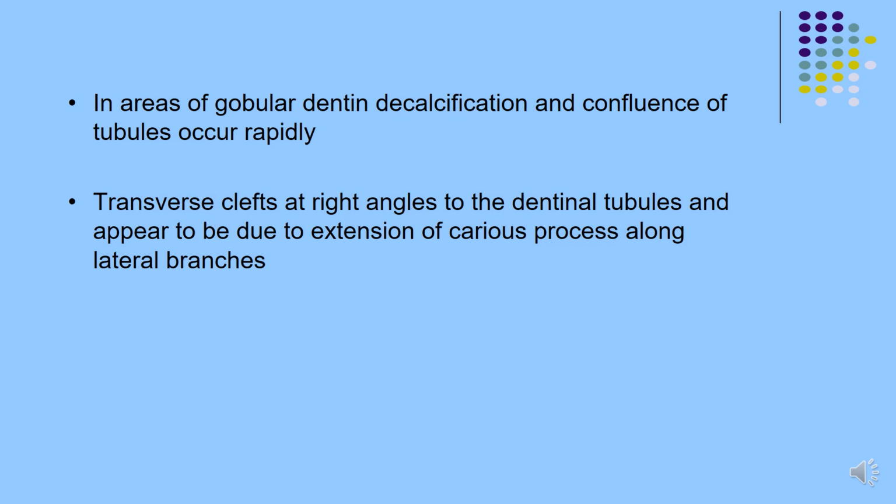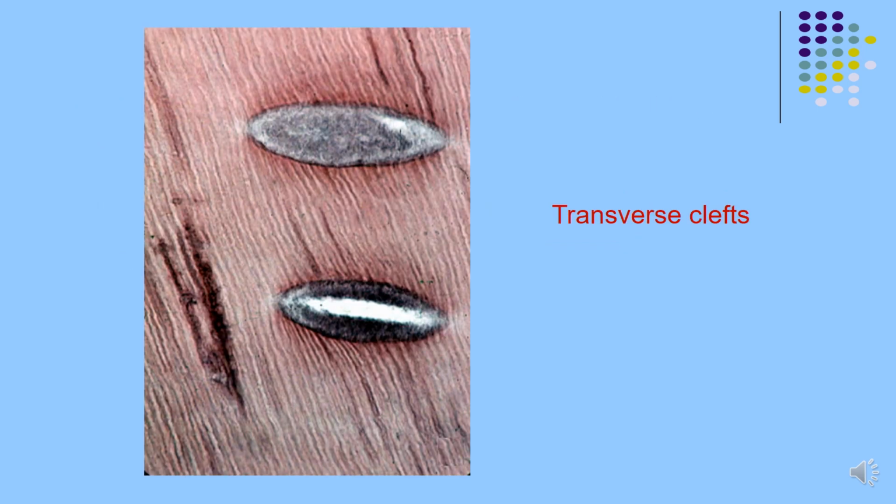globular dentin is a hypomineralized structure of dentin. Transverse clefts, as I explained, are present at right angles to the dental tubules and appear to occur due to the extension of the carious process along the lateral branches. This is now a picture of a decalcified section of a dentinal carious tooth, and what you're seeing here are two large transverse clefts that are clearly visible on the slide. All right, so these are the transverse clefts.